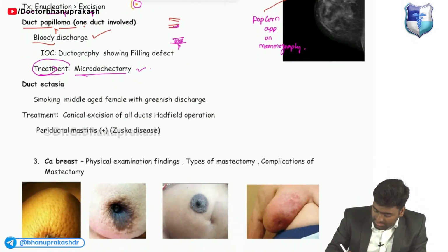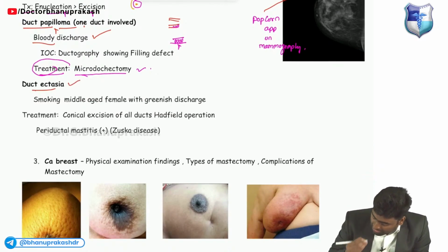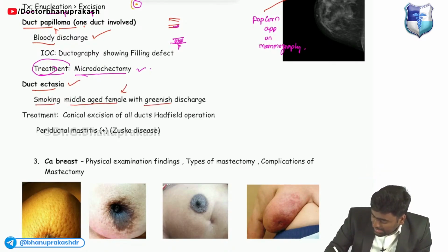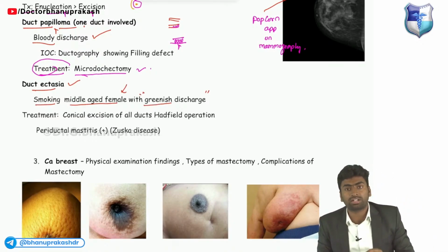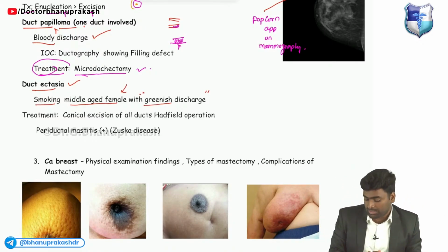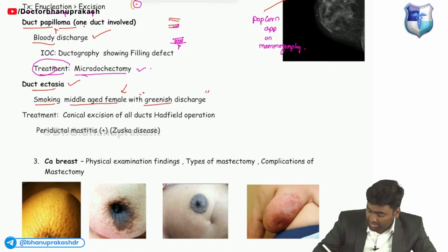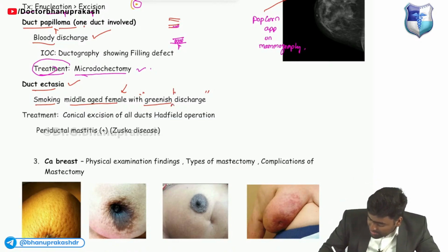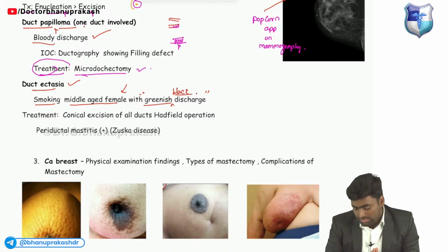And then there is a thing known as duct ectasia. In the case of duct ectasia, it will mostly be a smoking, middle-aged female with a feature of greenish discharge. So duct ectasia can present even with bloody discharge, but what is significant for duct ectasia is the greenish discharge. Yeah, greenish blackish discharge. Exactly, Dr. Quinen, it is greenish as well as blackish discharge, and sometimes it may even have hemorrhagic and serous discharge as well. Fine.